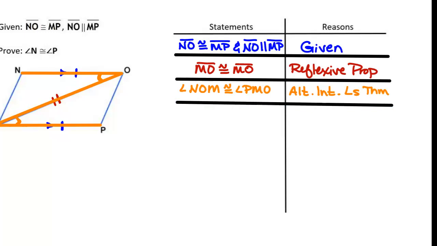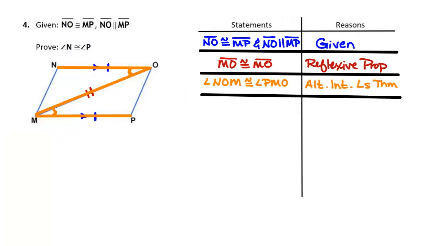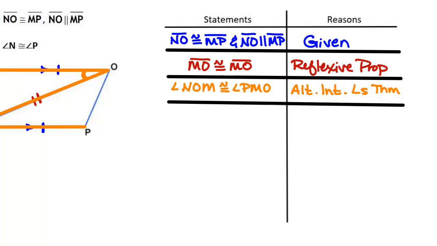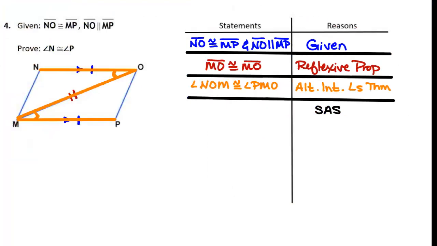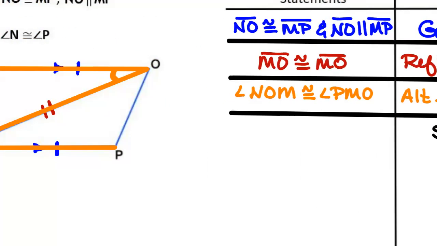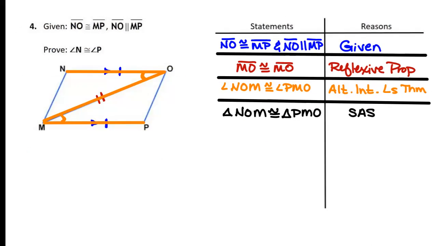Do I have enough marked up on these two triangles to say that the triangles have to be congruent to each other? Yes, using which congruence criteria? Side angle side. The angle that I have is smashed in between those two sides. So I can say triangle NOM is congruent to, now we have to match up our corresponding congruent parts. What should the second triangle be named? Triangle PMO.